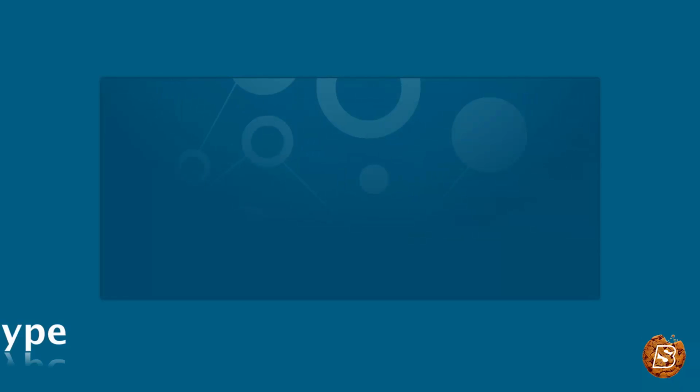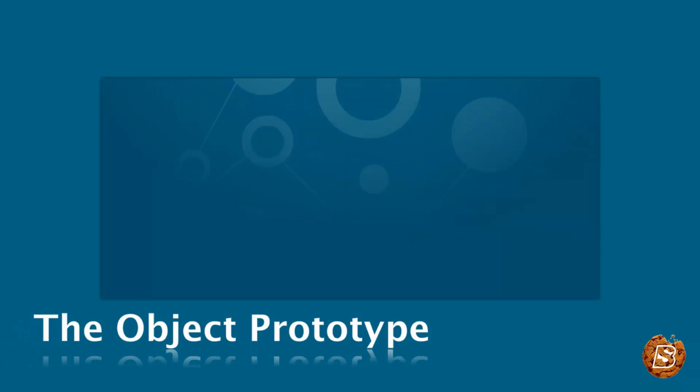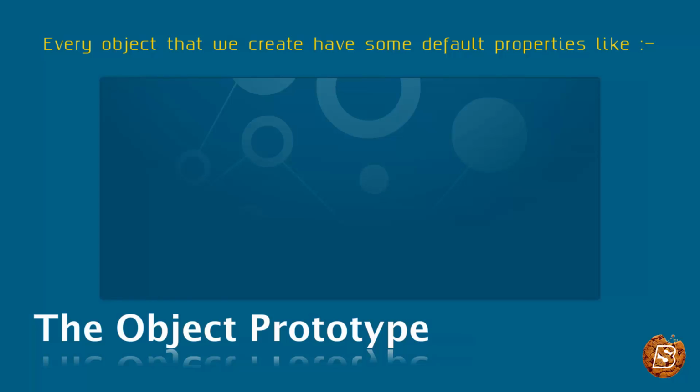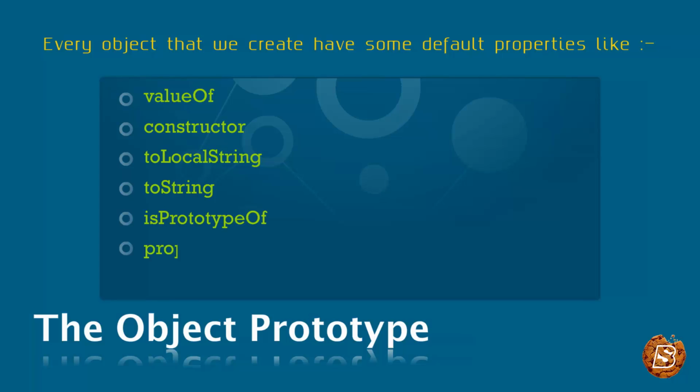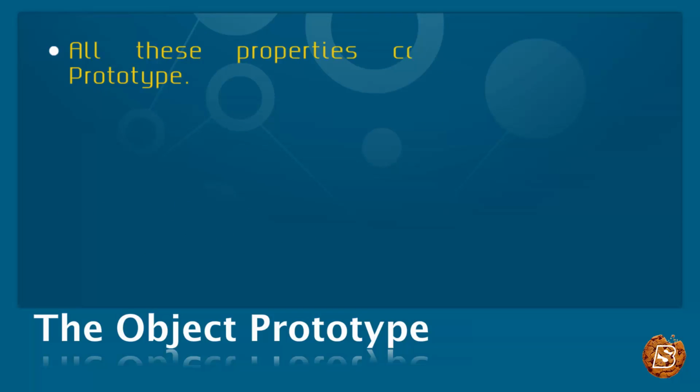In this section, we'll be covering the object prototype. Every object that we have created till now has some default properties like valueOf, constructor, toLocaleString, toString, isPrototypeOf, propertyIsEnumerable, and hasOwnProperty. All these properties come from the object prototype.